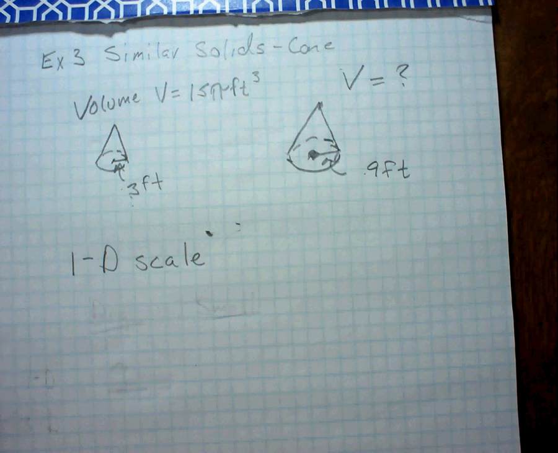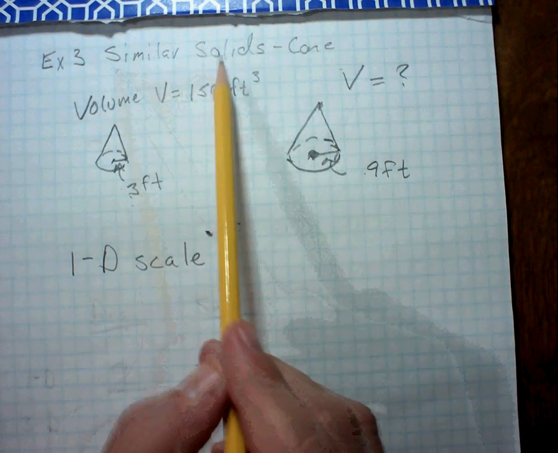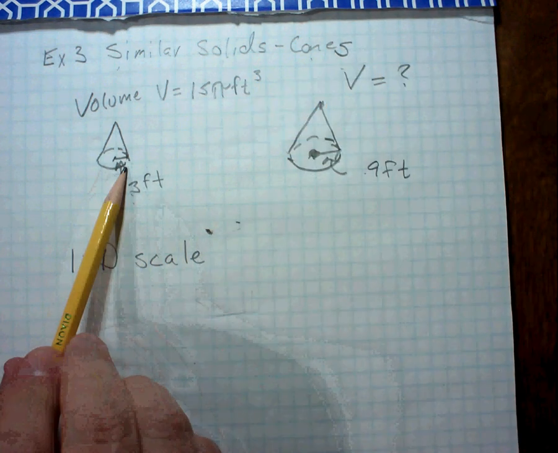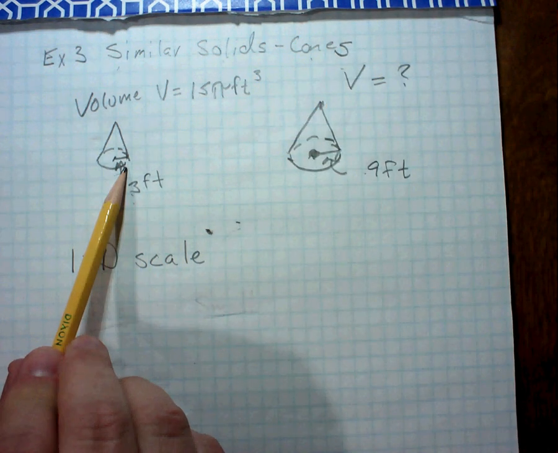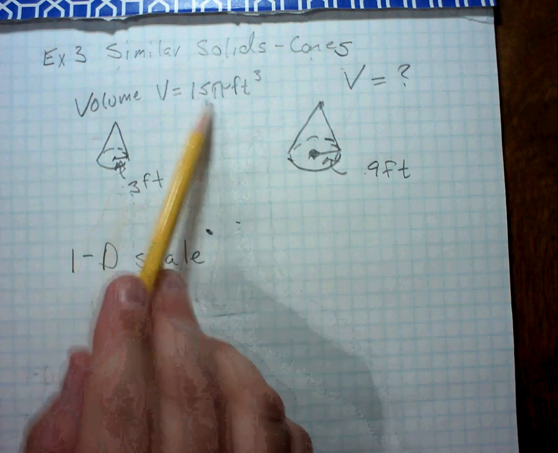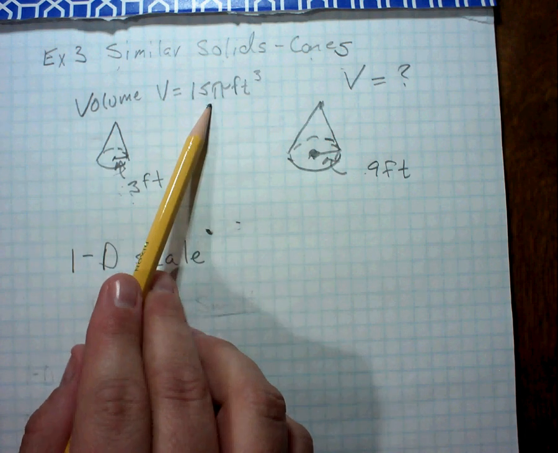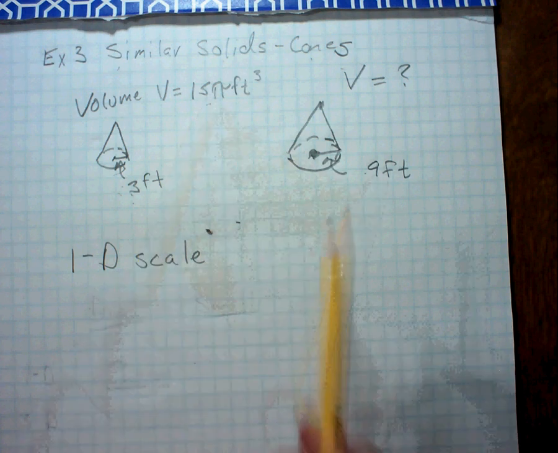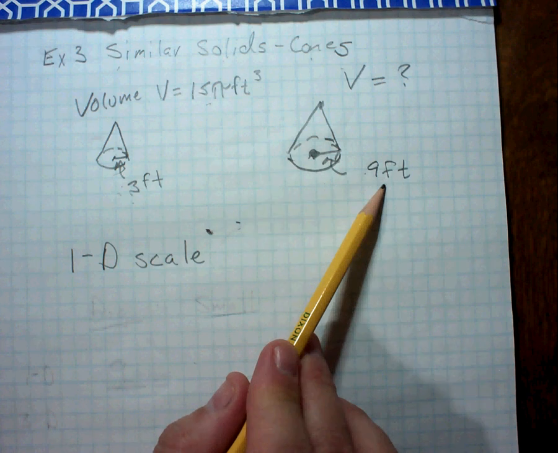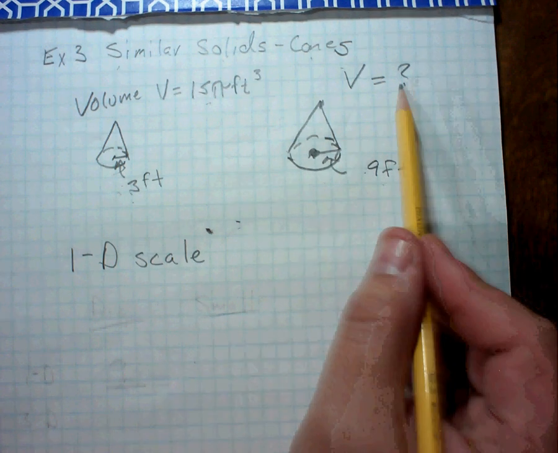So for example number 3, we're going to compare similar solids with regard to cones. So here we have a small cone, and it has a radius of 3 and a total volume of 15 pi. And then over here we have a larger cone that has a radius of 9 feet. And we're asked to find out what the volume of this is.